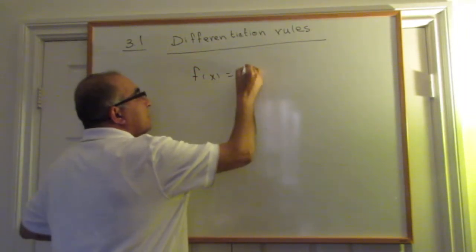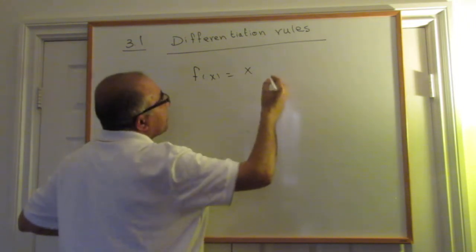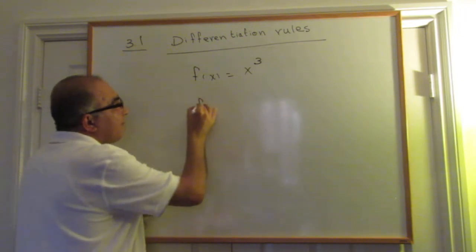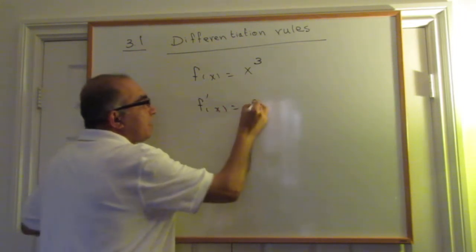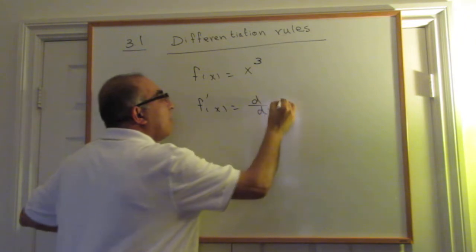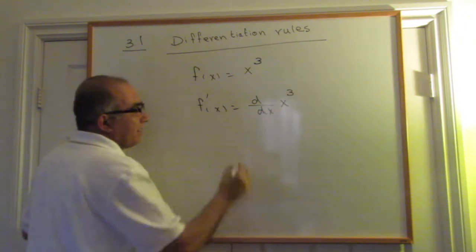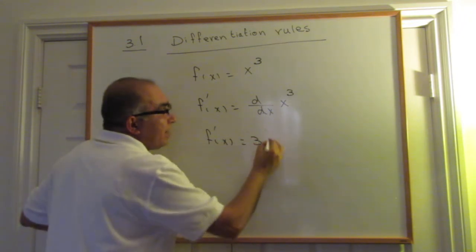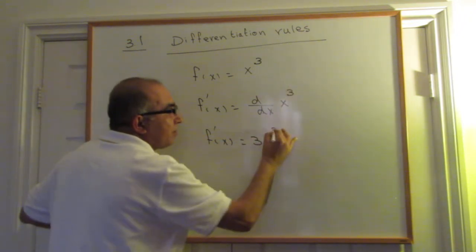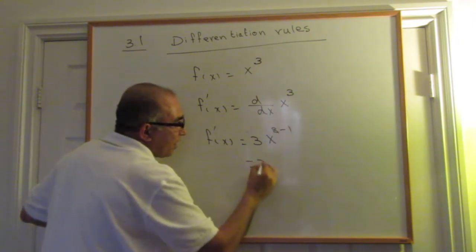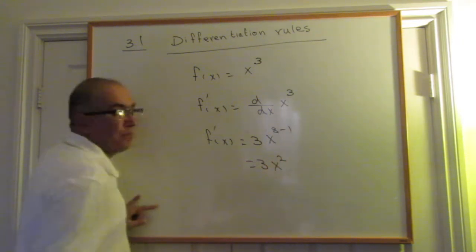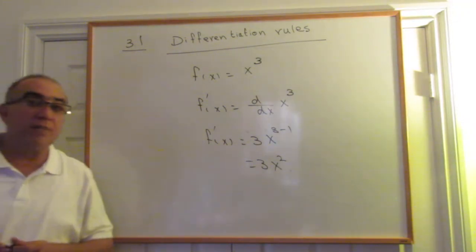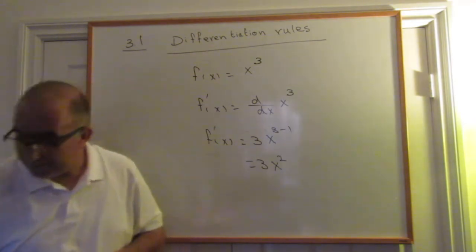f of x equals x to the power of, for example, 3. Then f prime of x equals d over dx of x to the power of 3. Then f prime of x equals 3x to the power of 3 minus 1, which gives you 3x squared. We call this rule the power rule or the power function rule. Correct?